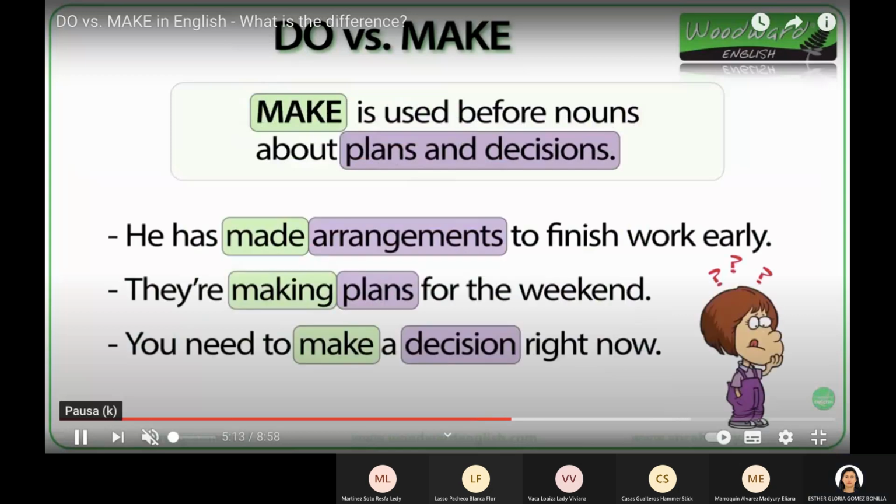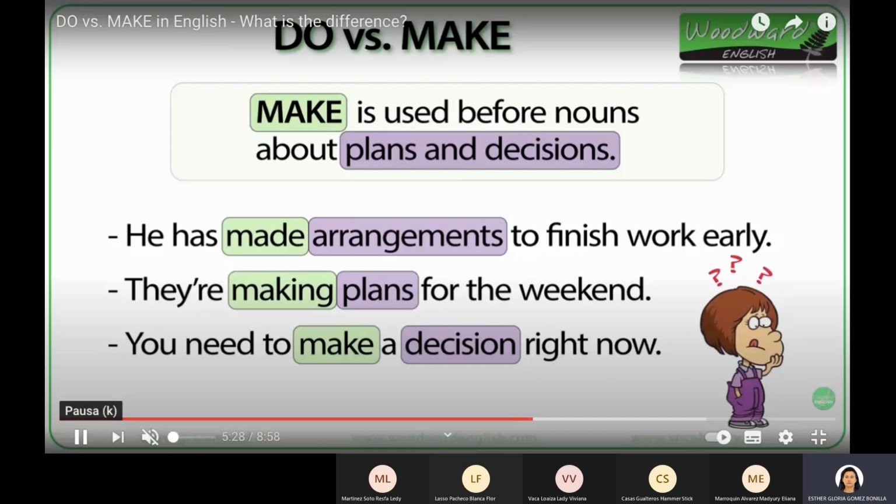For example, he has made arrangements, or he has made an appointment, que es hacer una cita, to finish work early, or they are making plans for the weekend. Refers to what? To plans, decisions. You need to make a decision right now. They are making plans for the weekend, or he has made arrangements. Remember that make is used with plans and decisions.